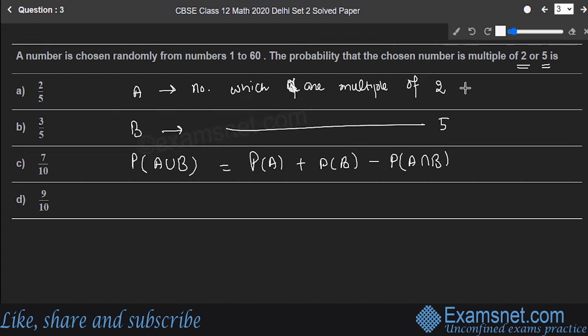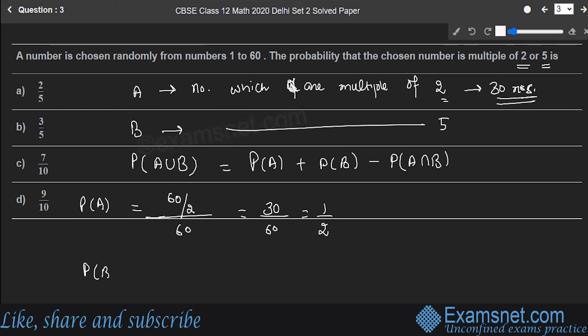So see, how many numbers from 1 to 60 are a multiple of 2? There are 30 such numbers which are a multiple of 2. How did I get to that one? Let's solve first of all probability of A. This is 60 upon 2, right? Divided by the total number of numbers, which is 60. So this is equal to 1 by 2.